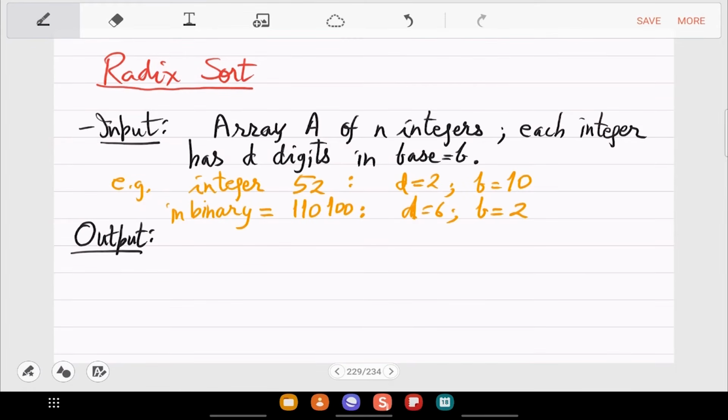This is just to remind you that the keys are integers and they may be written in any base. Okay, not just base 10. So you use a base that helps in a faster algorithm, faster sorting. So we can actually change the base. For this, use sort A. So that's the question.